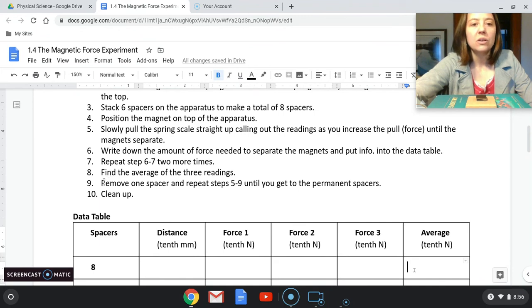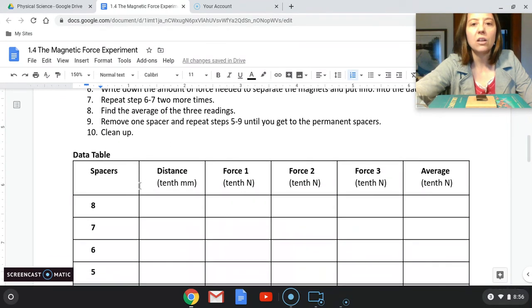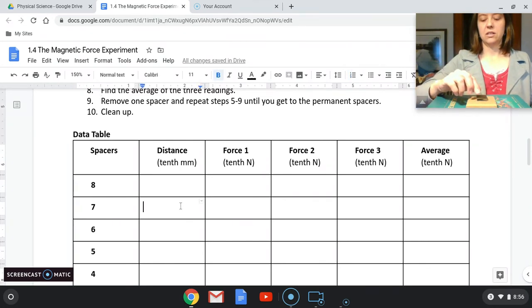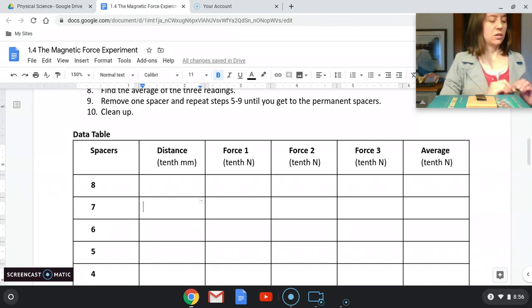So now we're going to remove 1 spacer and repeat all of these steps all the way until we get down to 2. So let's look at 7. So I'm going to remove 1 spacer.